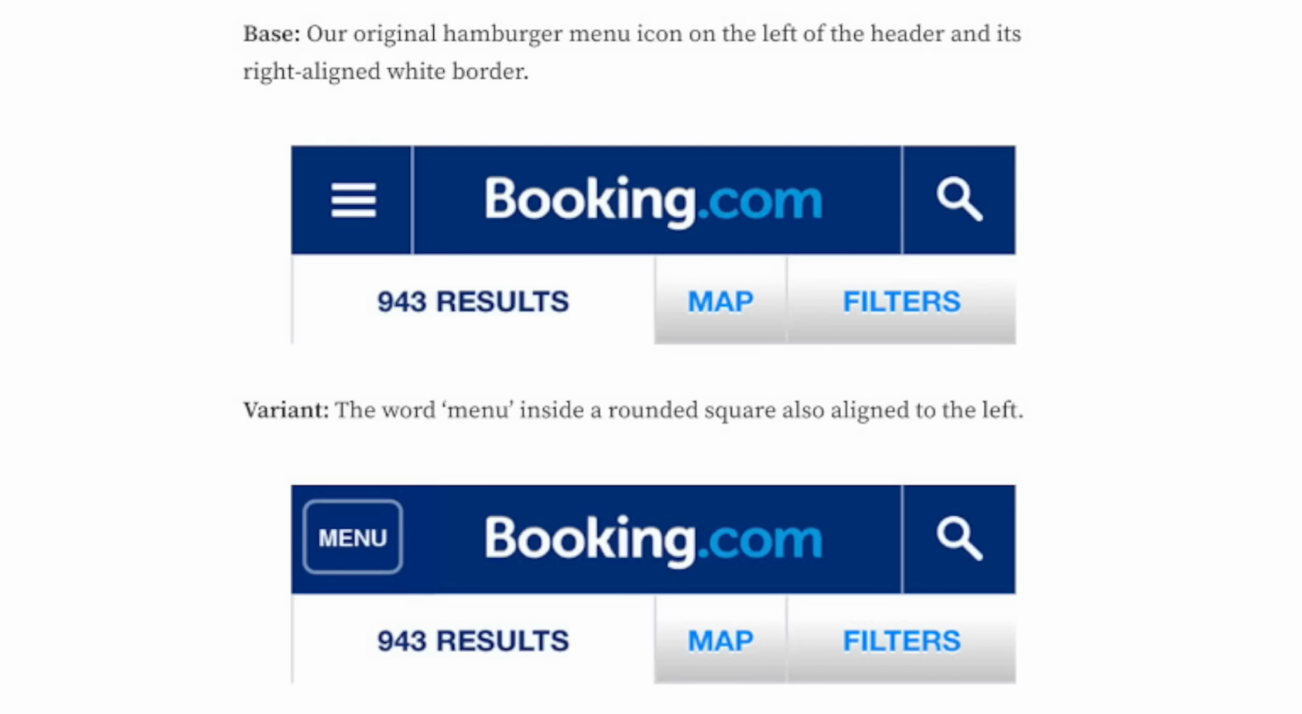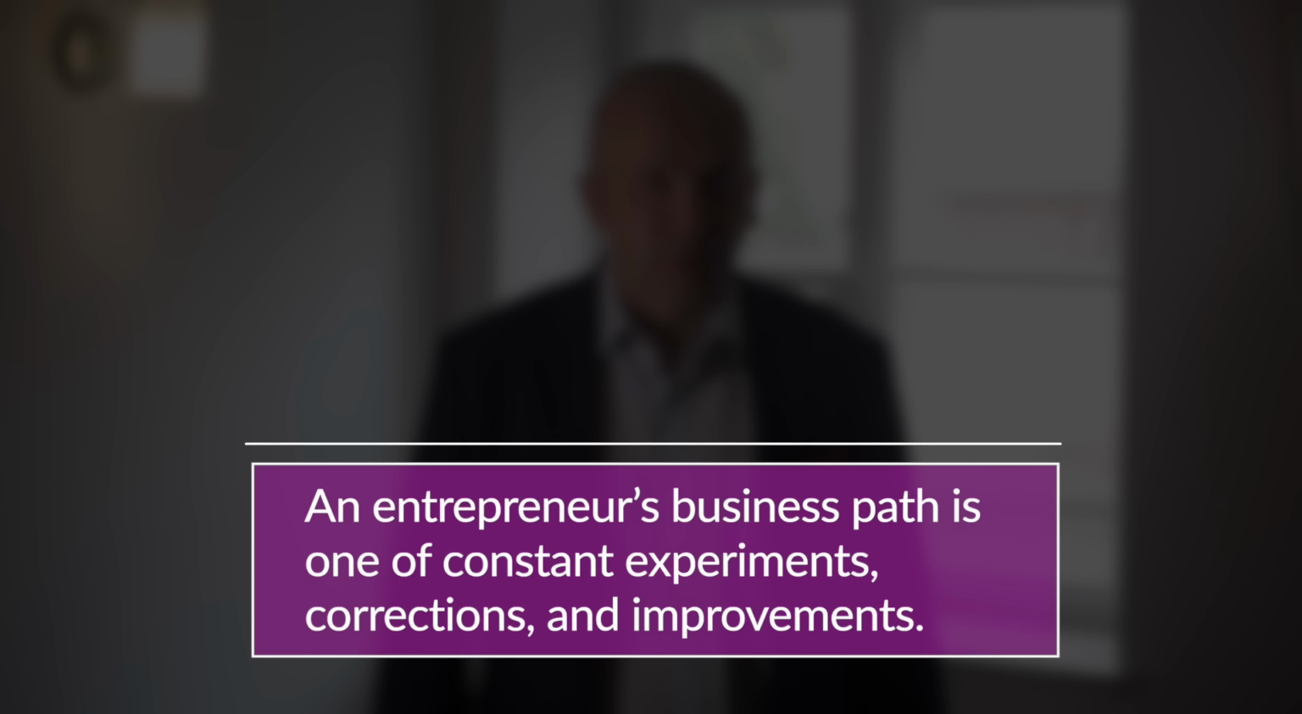Here's the example of an experiment they conducted. The replacements of the dashes on the menu with the menu text in a rounded square is being tested here. The company is testing seemingly small and insignificant changes, such as the size of images or the way single lines are presented in the offer. Of course, the company's scale of operation facilitates carrying out so many tests. However, its example is a suggested model to follow. The main idea: an entrepreneur's business path is one of constant experiments, corrections, and improvements.